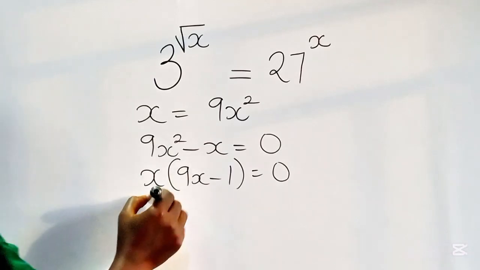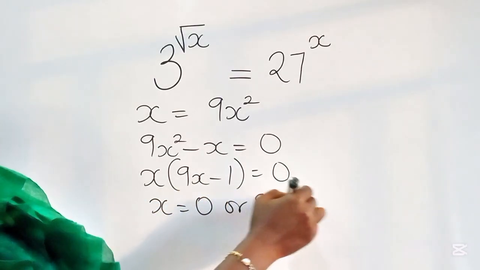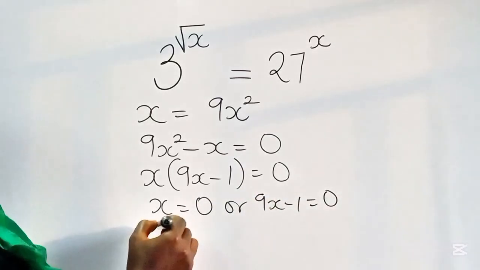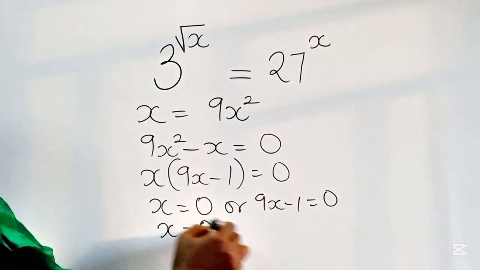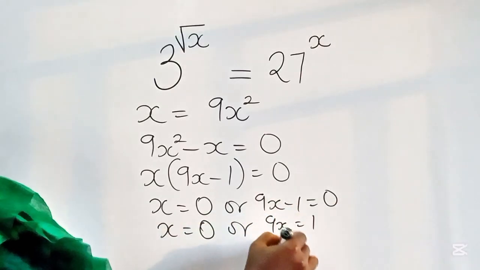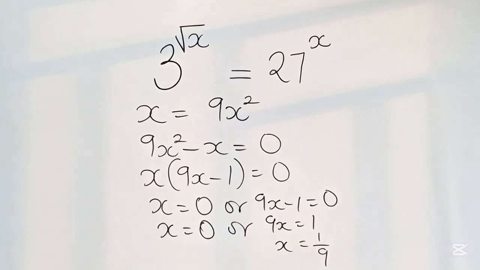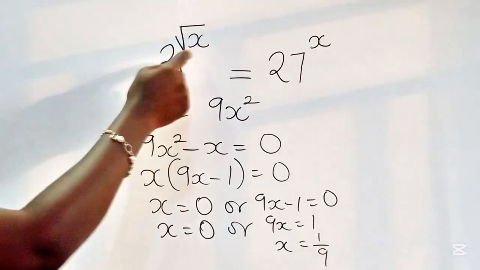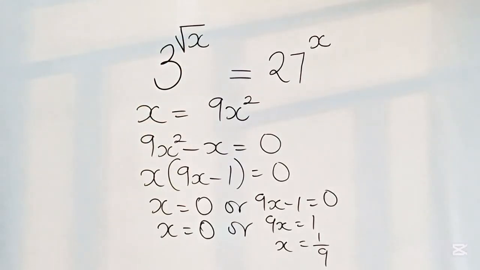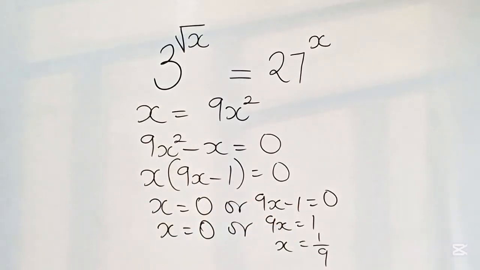So therefore, x is equal to 0, or 9x minus 1 is equal to 0. We have it as x is equal to 0, or 9x is equal to 1. Therefore, the value of x is equal to 1 over 9. Now, because during the process of our solving, we squared both sides, it's very important for us to find extraneous solutions. We are going to check for when x is 0 and when x equals 1 over 9.